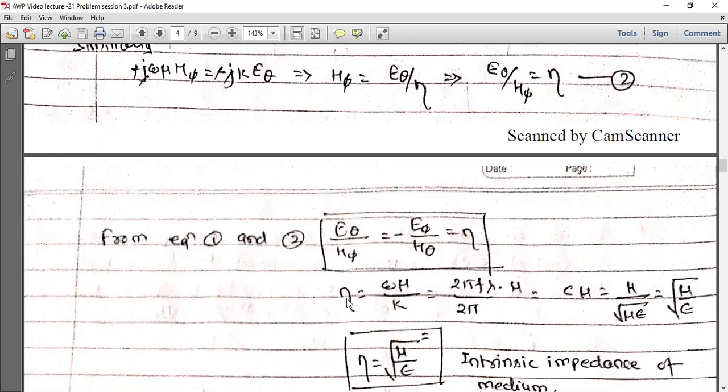And what is η, by the way? η is an arbitrary constant we have considered, given by ωμ/k. ω is 2πf, k is 2π/λ. So what we have is 2πf upon 2π, and the λ in the denominator comes up in the numerator, multiplied by μ. The 2π cancel, and f times λ is actually the speed of light.